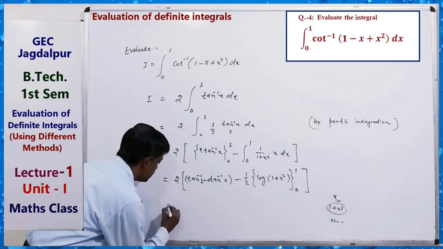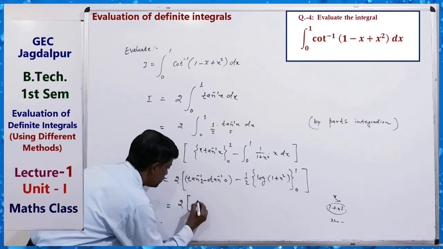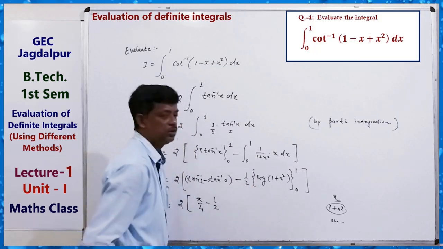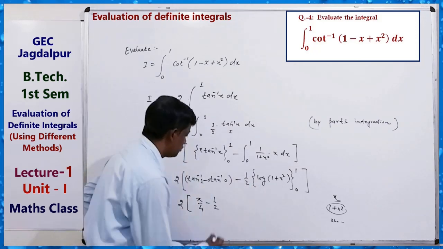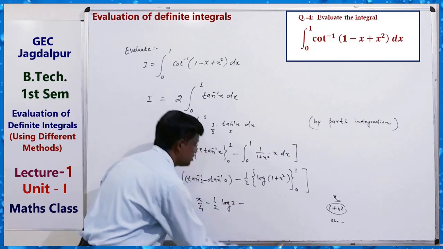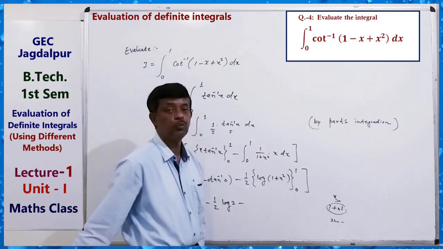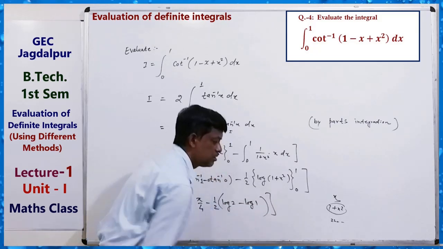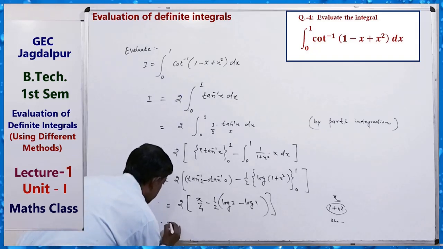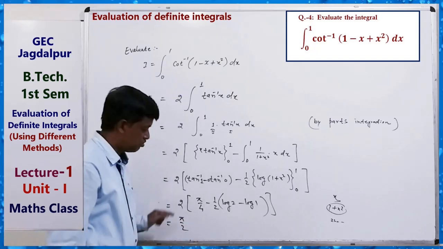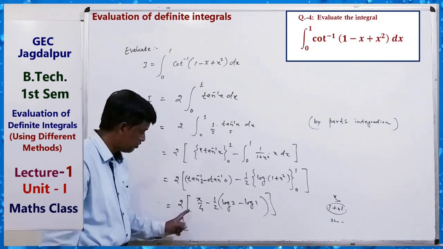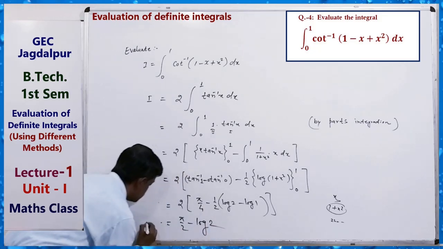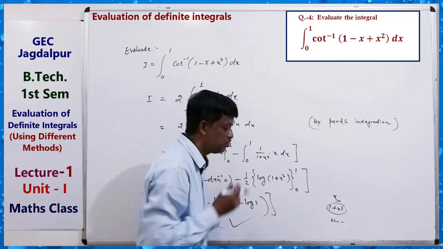So here tan inverse 1. Tan inverse 1 means pi by 4, and the other term is 0, minus 1 by 2 log 2 minus log 1, and log 1 is 0. So the answer is pi by 4 minus half log 2. Finally, multiply by 2: pi by 2 minus log 2. So this is the value of the integration, pi by 2 minus log 2.